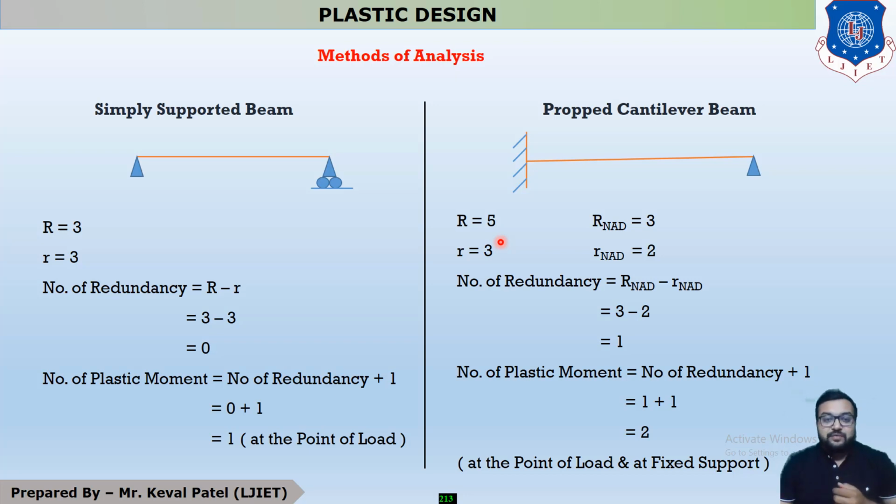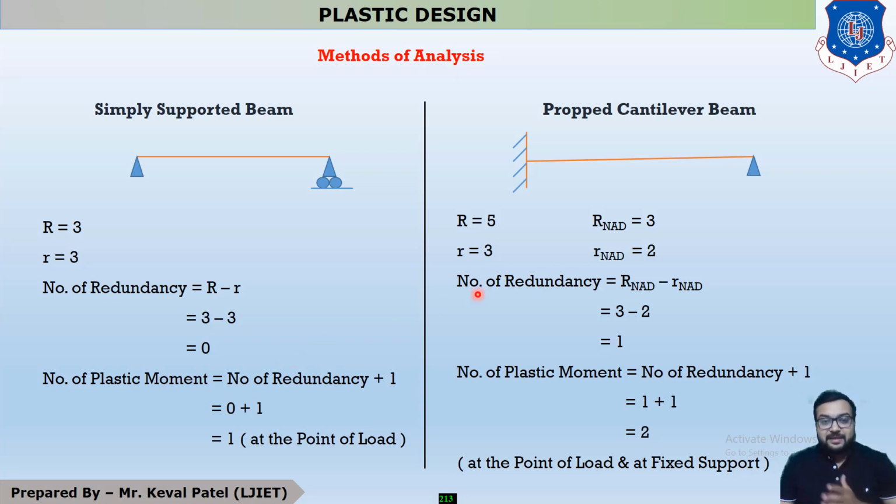So first one is the simply supported beam. First of all, this is the basic revision of your mechanics of solids. Now you can see that whenever there is a simply supported beam, the number of redundancy is equal to 0. It means both the supports are not able to restrain the moment. So at the point at which the point load is acting, we have to consider the plastic moment.